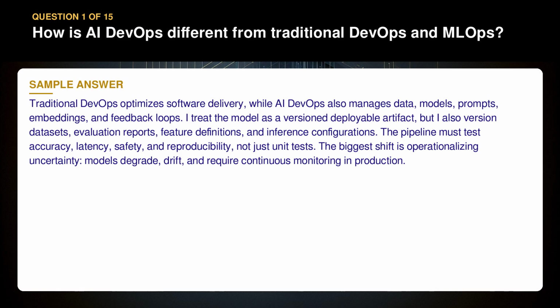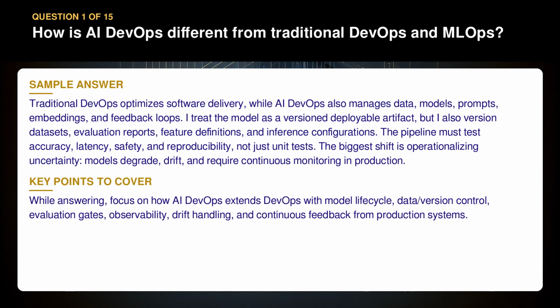The biggest shift is operationalizing uncertainty. Models degrade, drift, and require continuous monitoring in production. While answering, focus on how AI DevOps extends DevOps with model lifecycle, data version control, evaluation gates, observability, drift handling, and continuous feedback from production systems.